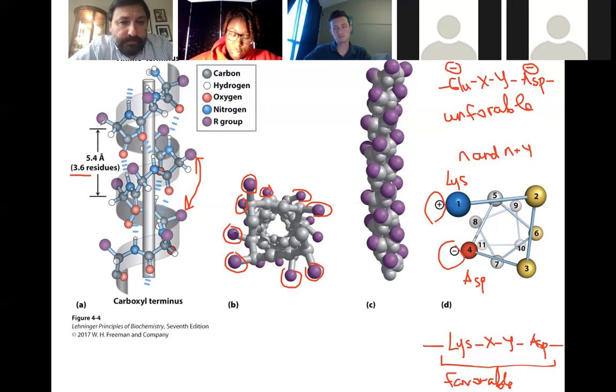So what was your question about the alpha helix? Why does the linear sequence give one hydrophobic face? Because on the next slide, that was a question you asked.